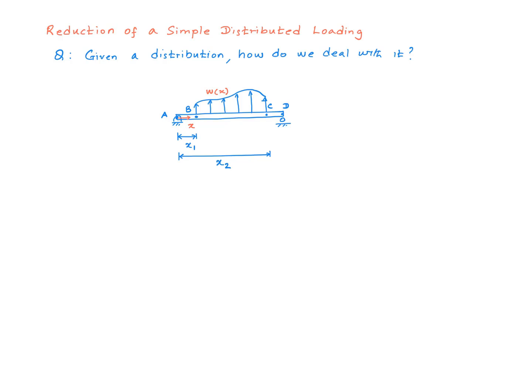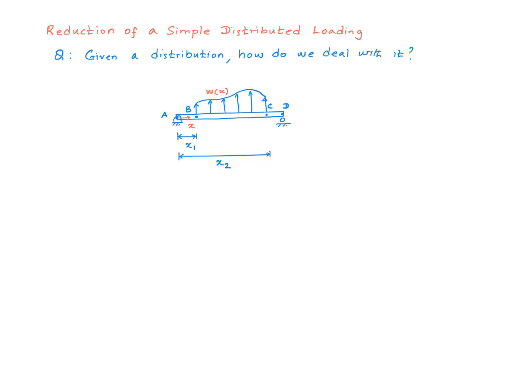coordinate system like this, in other words, I'm going to measure x coordinates starting from point A, the intensity of the distributed load at any given x is omega x. The value of x at this point B is x1, and value of x at point C is x2. So here I used a loosely defined term, like how to deal with it, right? So we need to elaborate on what that means.